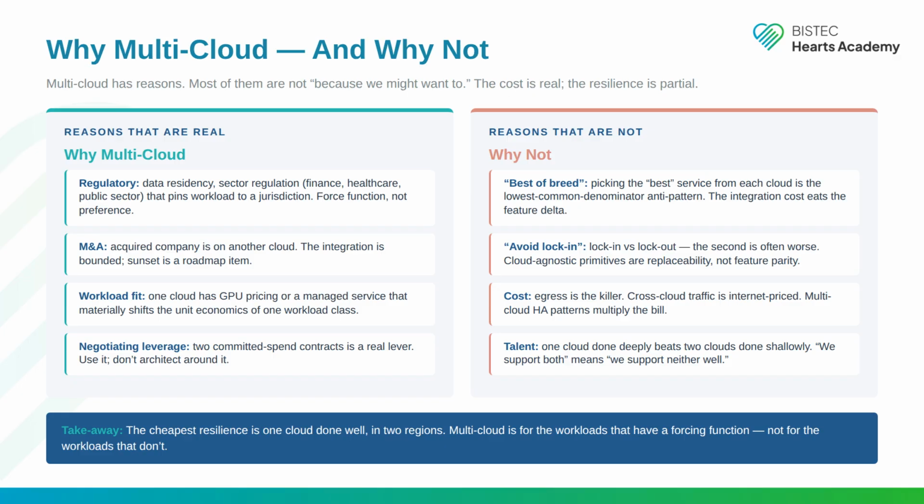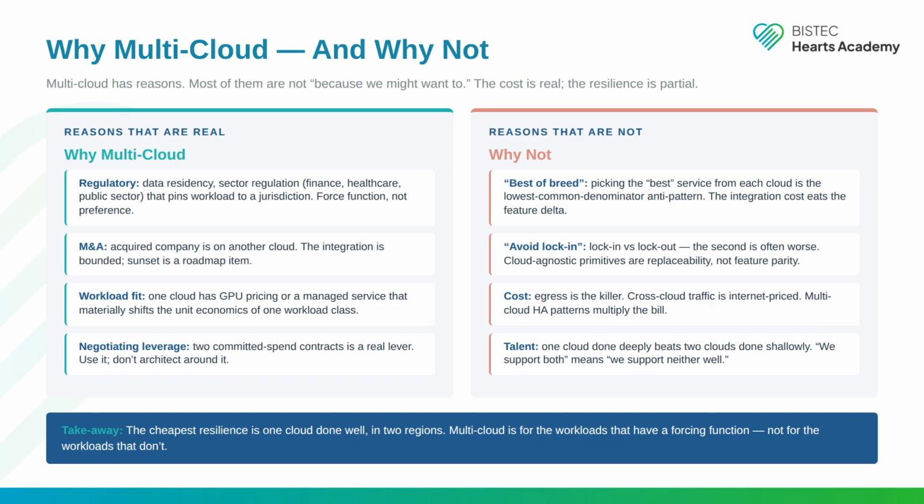Negotiating leverage. Two committed spend contracts is a real lever. Use it. Do not architect around it. Reasons that are not. Best of breed. Picking the best service from each cloud is the lowest common denominator anti-pattern. The integration cost eats the feature delta. The portable platform that exposes only what every cloud has in common is paying multi-cloud cost for single cloud capability.